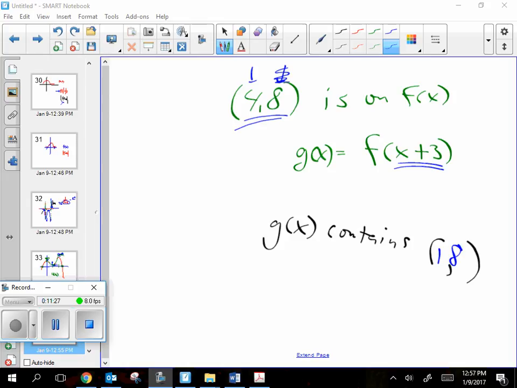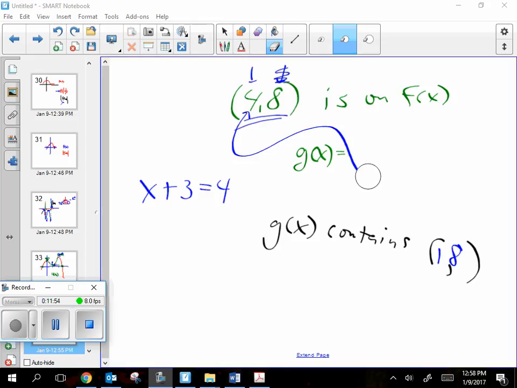Okay, good. Now, do you remember then that that means you could have set this equal to that? Does that ring a bell? That x plus 3 is 4, and therefore you solve and you get x equals 1. We'll see if you remember this even better then.